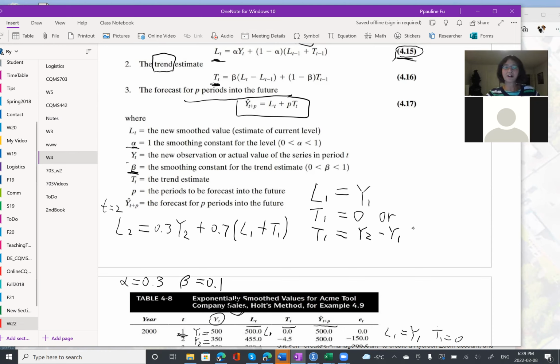Yes, I will do Excel after I finish the formula. Okay, all right, I will do Excel later on.